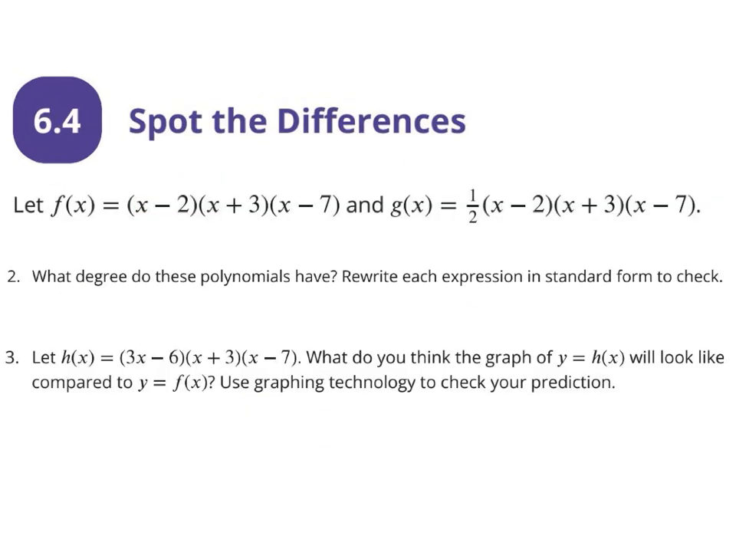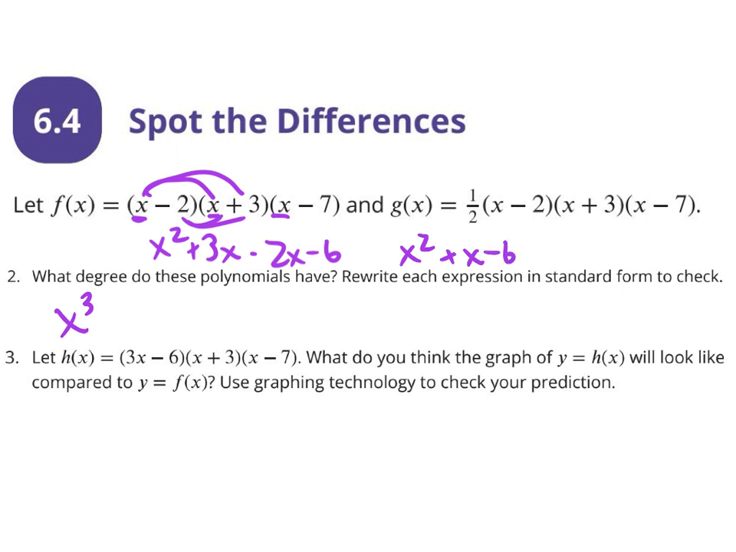Okay, so now what degree do these polynomials have? You have 1, 2, 3 x's. So we know that these are x cubed. So now rewrite each expression in standard form to check. So we're going to distribute and distribute x squared plus 3x. We're going to distribute and distribute minus 2x minus 6, giving us x squared plus x minus 6.